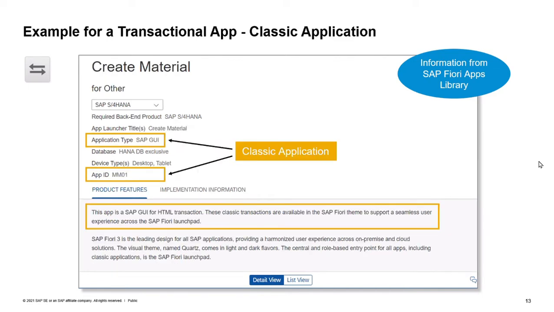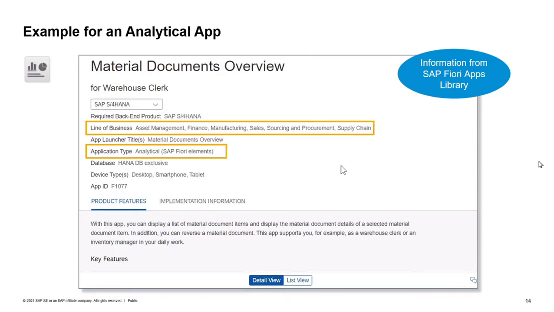This slide represents information from the SAP Fiori library on a different example, creating material. Creating material is a transactional app that belongs to the classic application type. It means that this transactional app already existed before SAP Fiori was announced. And customers may choose which classic application they want to have in their SAP Fiori Launchpad using the configuration and customization of SAP Fiori.